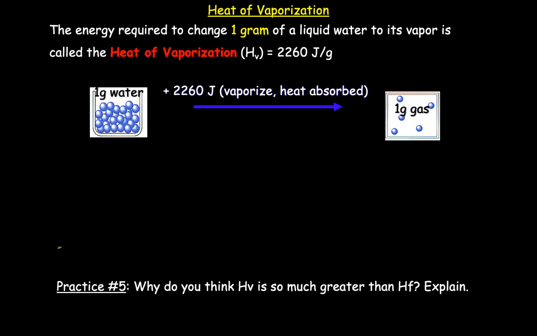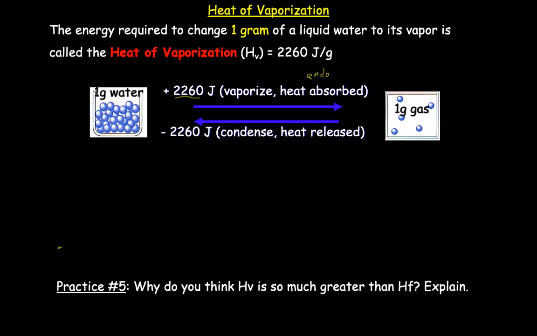All right. So let's just say I had a little bit of liquid water, and I wanted to turn it into a gas. So I not only wanted to just break the attractions a little bit like we did when we melted, but we want to completely rip them apart to a gas. Well, in that case, I'd have to put in 2260 joules, and I would vaporize it, heat absorbed, right? So that would be your endothermic change.